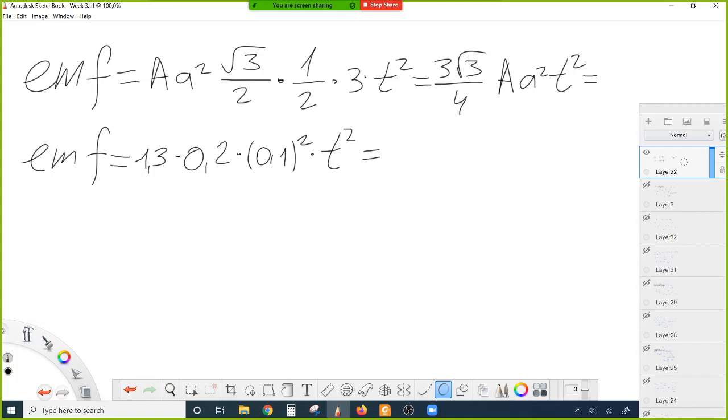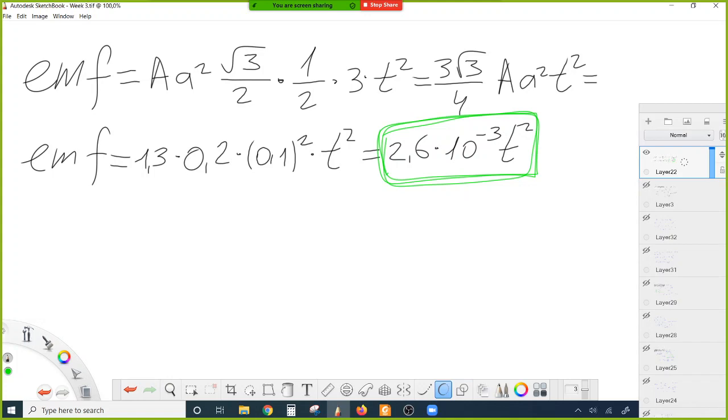Okay. So 2.6 10 to minus 3 t squared. Okay, we found the electromotive force with respect to time.